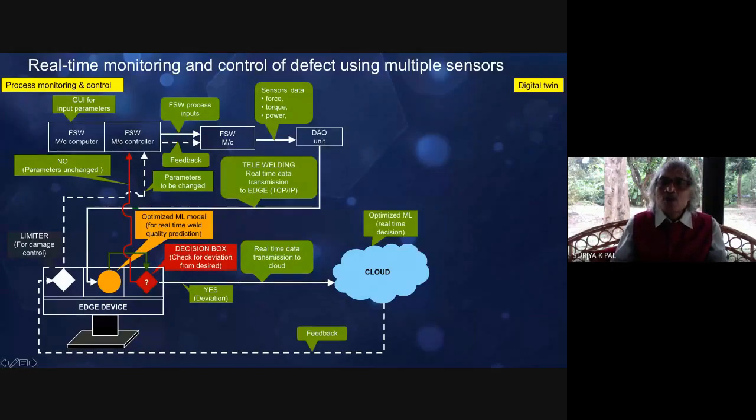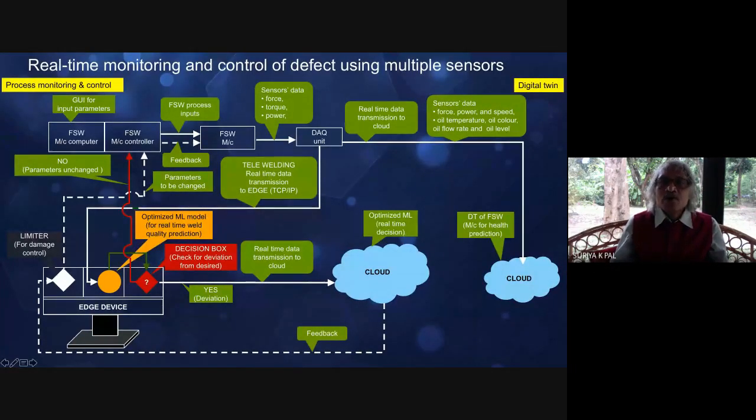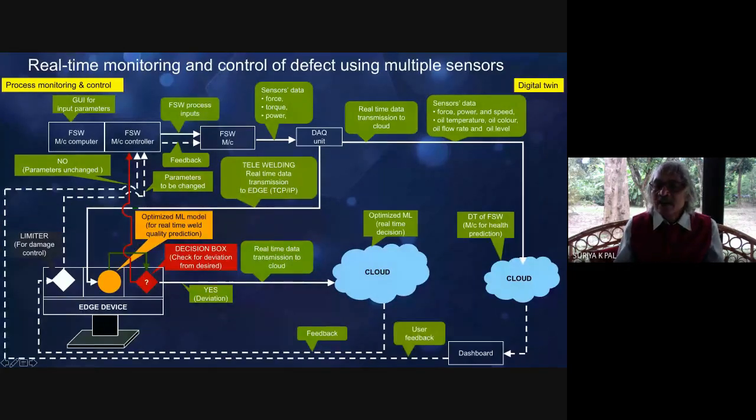At the same time, we are also creating a digital twin. As I mentioned, when we are collecting the data, some sensor data we are taking for developing a digital twin to identify the health of the machine, like oil temperature, speed, oil color, flow rate, oil level. We have developed a very primitive model of the digital twin of the health of the machine. So the first one is real-time monitoring and control of the product to ensure quality, and the second is the health of the machine in real time. That digital twin gives a dashboard, which I will also show you.